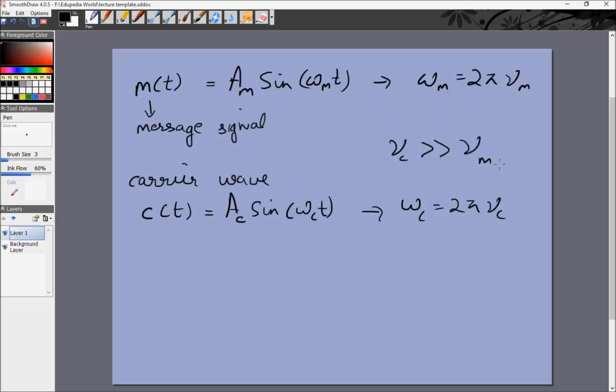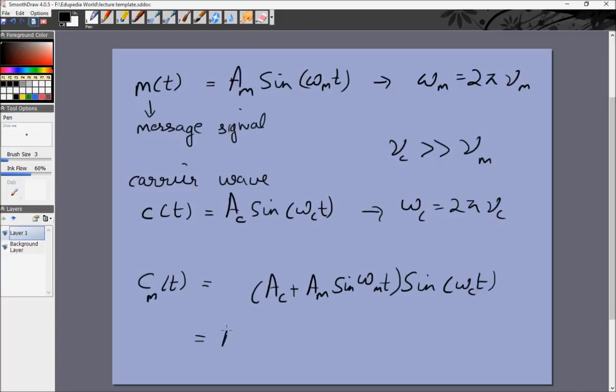So when you modulate this signal, the net modulated signal referred to as CMT can be written as AC plus AM sine omega MT times sine omega CT. Why this particular structure, you shouldn't really be concerned with. You just increase the amplitude by a certain amount to increase the average value, and then you multiply it by the sinusoidal factor to make it a sinusoidal wave. So in that case, you can simplify it and write it as AC sine omega CT plus AM sine omega MT sine omega CT.